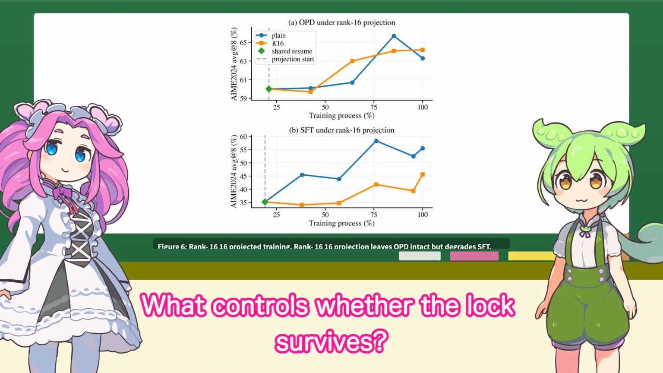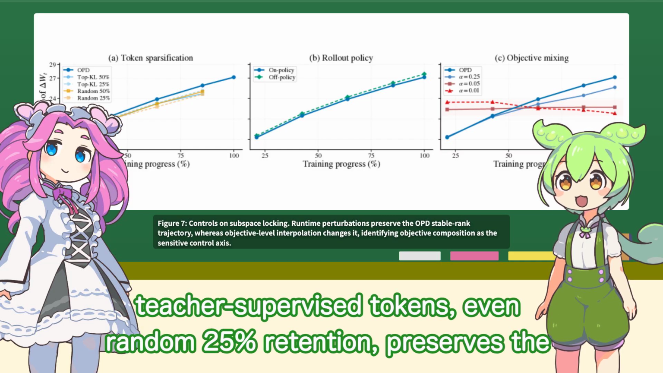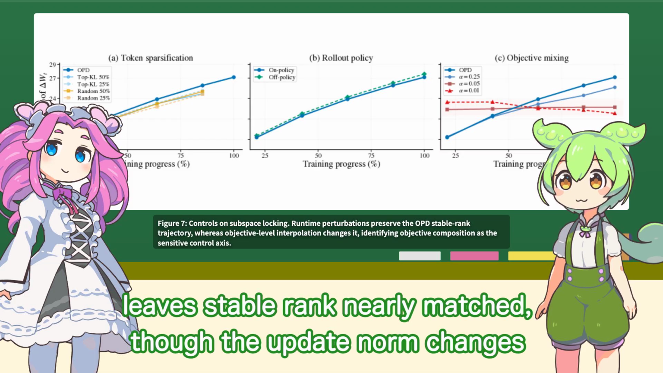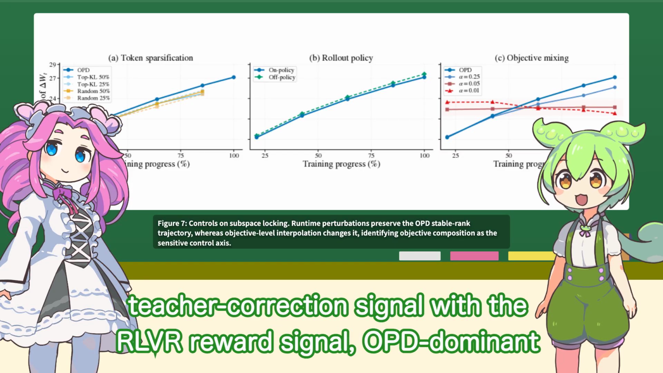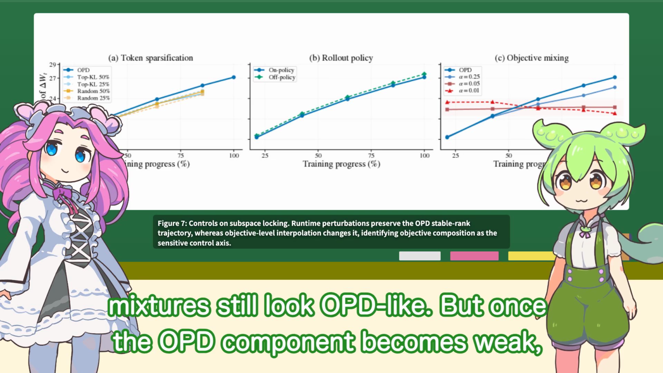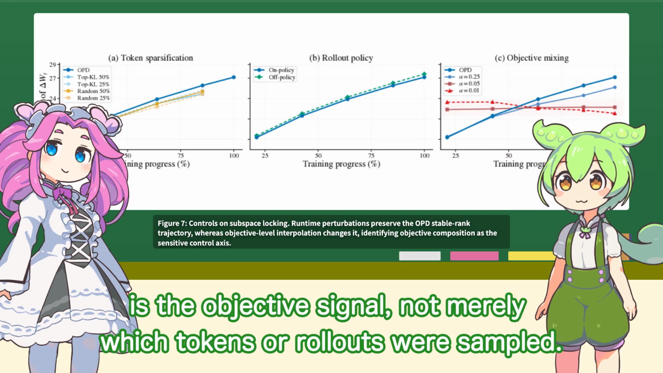What controls whether the lock survives? Runtime perturbations do not break it. Keeping only selected teacher-supervised tokens, even random 25% retention, preserves the OPD stable rank trajectory. Switching rollout generation off-policy also leaves stable rank nearly matched, though the update norm changes modestly. Objective composition does change it. When they mix the OPD teacher correction signal with the RLVR reward signal, OPD-dominant mixtures still look OPD-like. But once the OPD component becomes weak, the trajectory enters a distinct spectral regime. The sensitive factor is the objective signal, not merely which tokens or rollouts were sampled.